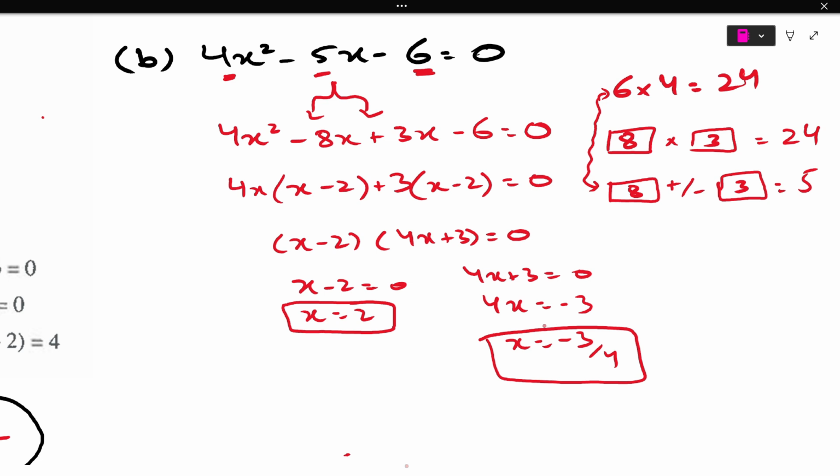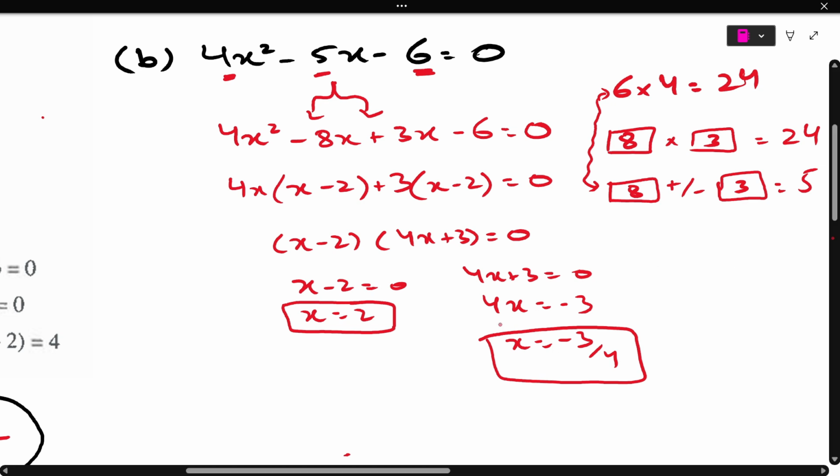Did you get both the values correct? Yes, and I'm copying it. Great. You can also write minus 3 over 4 as minus 0.75, if you convert it into decimal, yes, but you can just leave it as a fraction also.